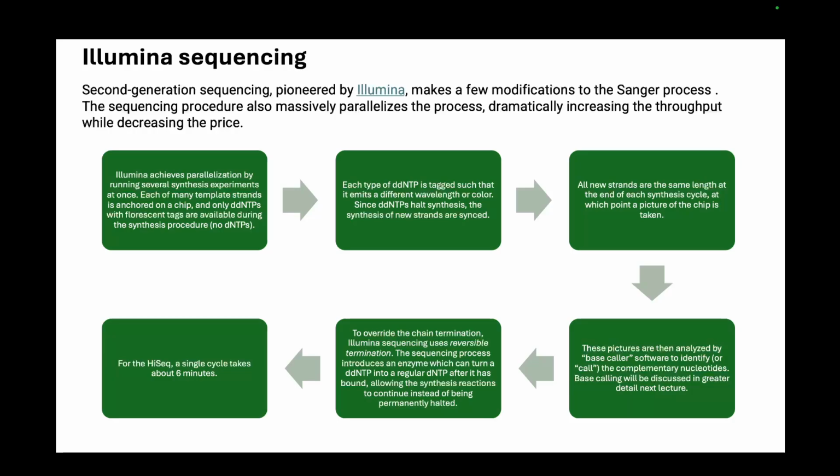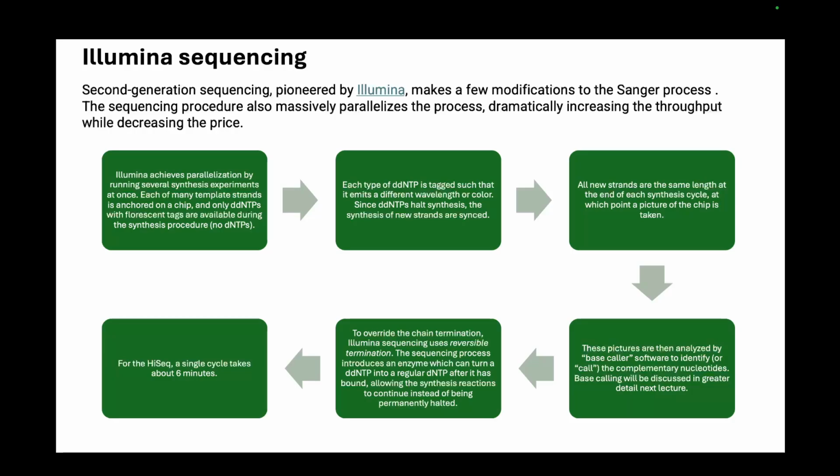Once a ddNTP is added, if you do not modify that, no bases can be added further. But what Illumina does is, after it has recognized which ddNTP has been added and recorded what base is present in that position, it converts this ddNTP into a regular dNTP, after which another ddNTP can come and bind, and it can take a picture. So it's an iterative process. You start with a strand, then you add a ddNTP, it emits a light, you take a picture from above, and you know that at that position this is the base.